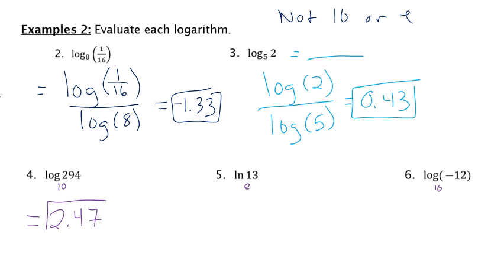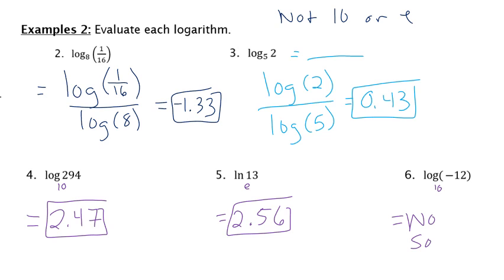And we put that all in our calculator. For number 5, when I did the natural log of 13, we'd get 2.56. And then the last one, when we do the log of negative 12, you should get no solution. So you can't have negatives or 0 being evaluated by a log.